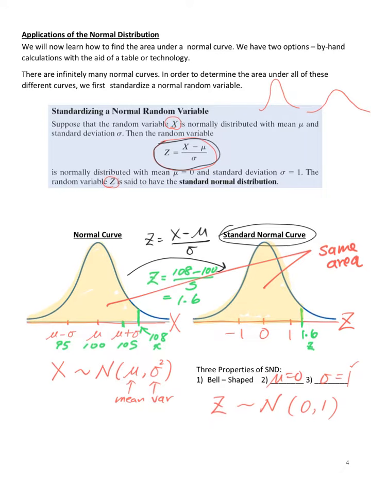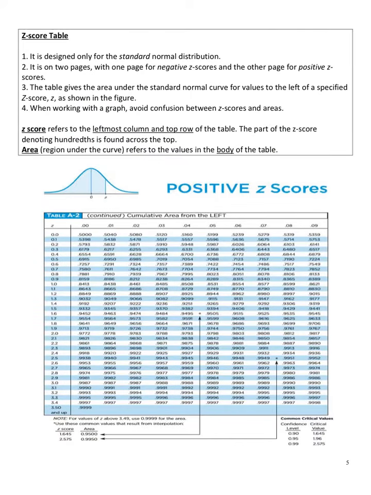Now we know that we can convert any normal distribution into a standard normal distribution. So we're ready to learn how to find the area under the standard normal curve. Let's learn how to use the z-score table to find the area.